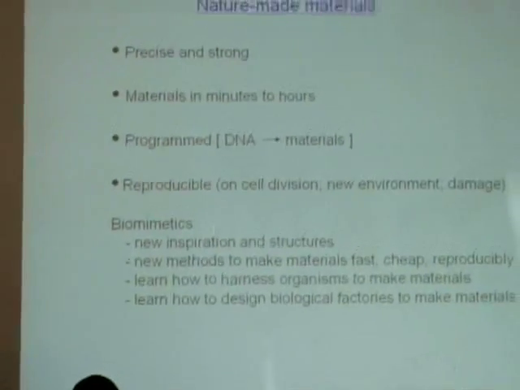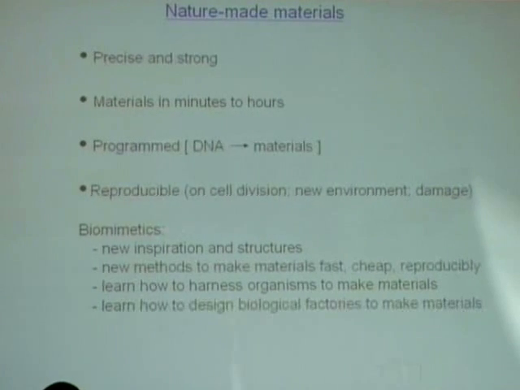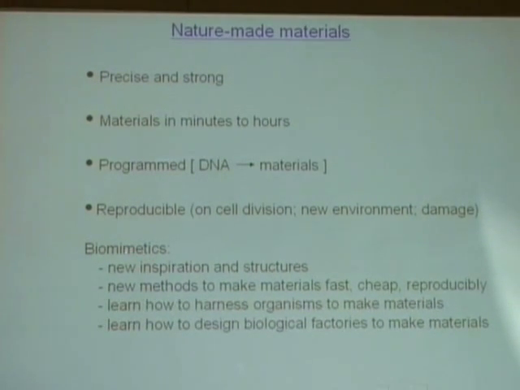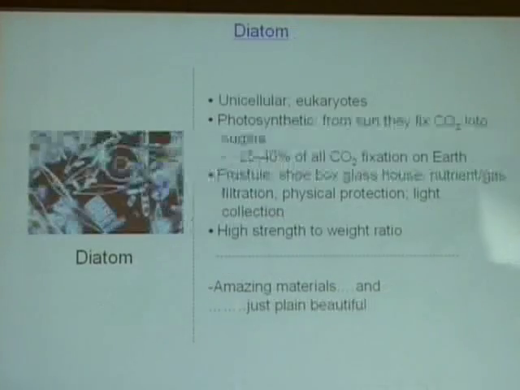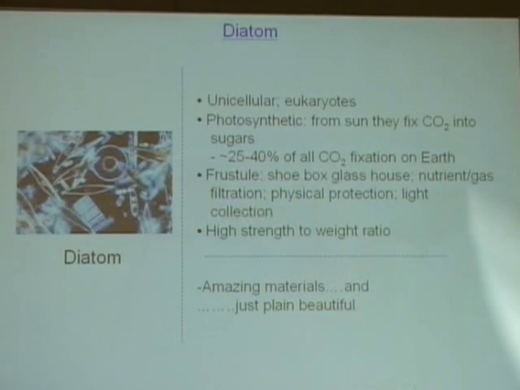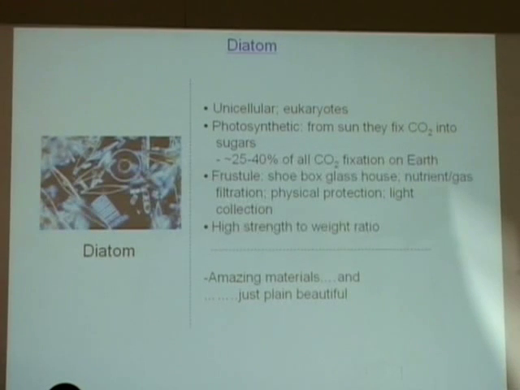So this leads to a field called biomimetics. And I'm going to show you some of the biomimetics at the end. But one of the objectives is to use biology and to understand from biology so that we can make materials that are as good as nature can make materials. We want to make them fast, cheap, and reproducibly. And that's what nature is really good at. So I'm going to show you three different types of materials that come from three very different types of organisms, okay? The first one is called a diatom.